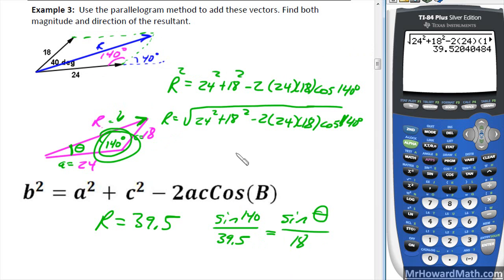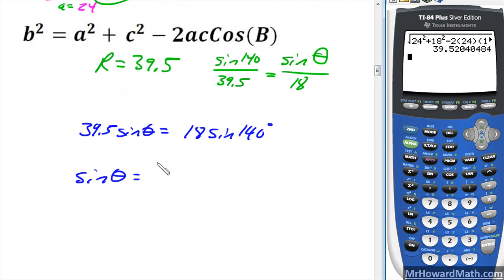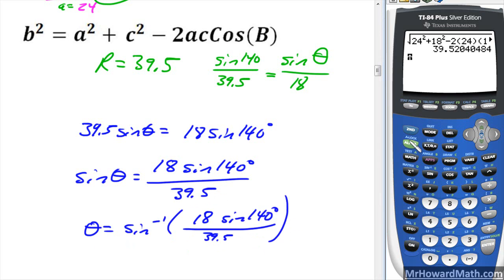So we cross multiply, and we're running out of room here. Scroll down a little bit. So we get 39.5 sine theta is equal to 18 sine of 140 degrees. So sine of theta is equal to 18 sine of 140 degrees, all divided by 39.5. So theta is equal to the inverse sine of all of that, 18 sine 140 all over 39.5. And once we have that, we'll have the problem done.